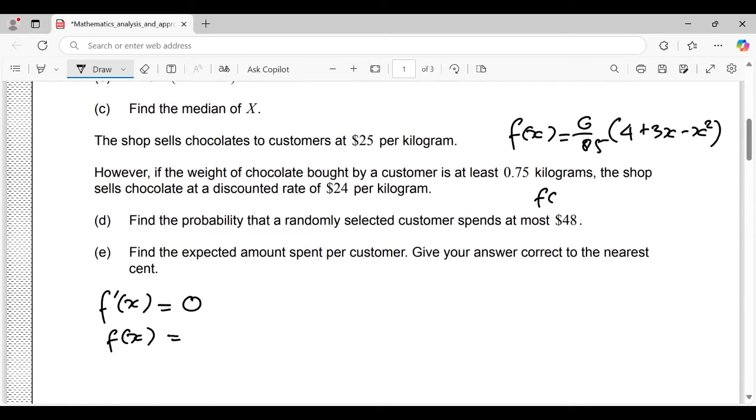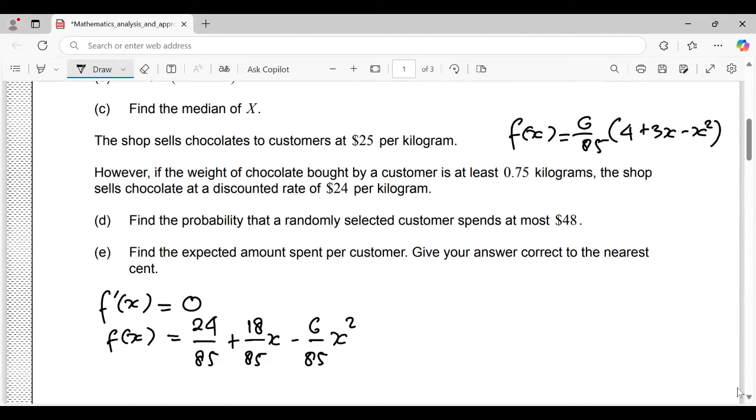Okay, f(x) becomes 6 times 4, 24, over 85, plus 18 over 85 x, minus 6 over 85 x squared. I like to clean first. Okay, next.